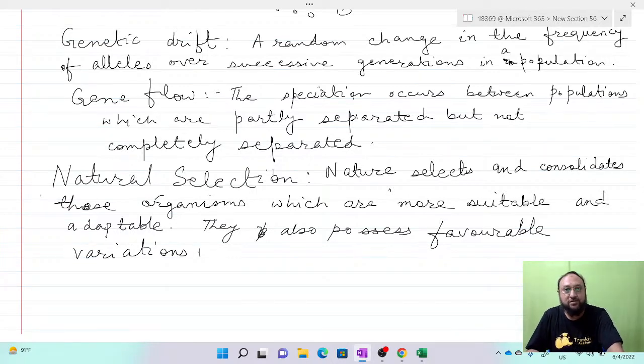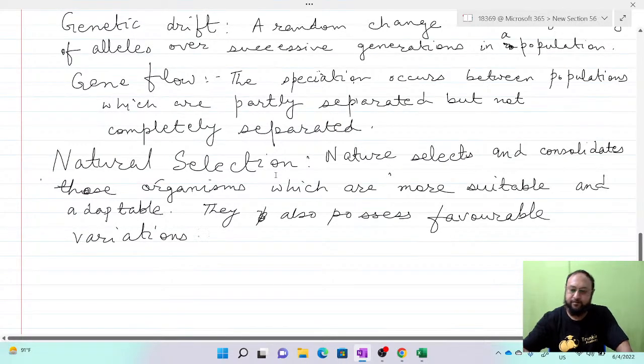So the third factor I told you for speciation, the formation of new species, is natural selection. Now another is geographical isolation.